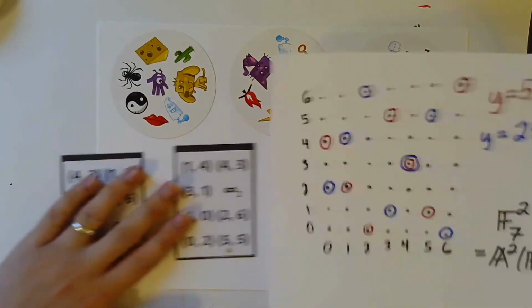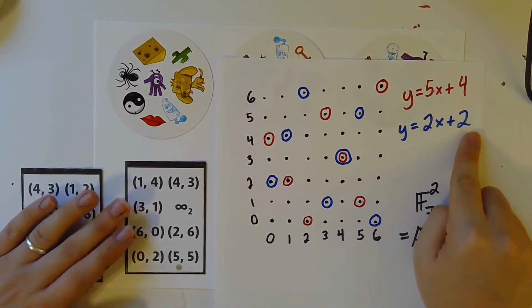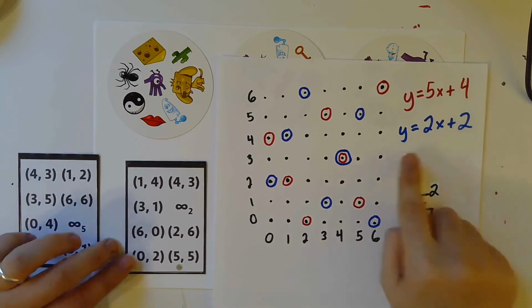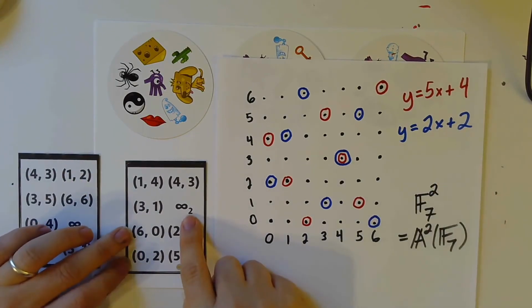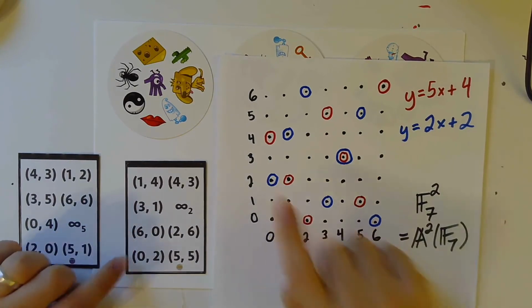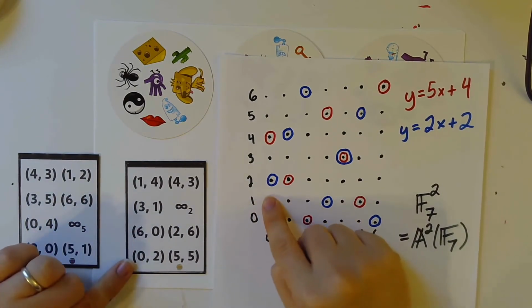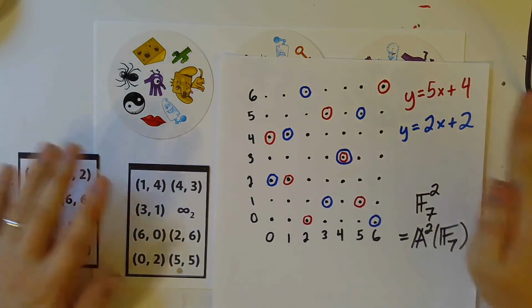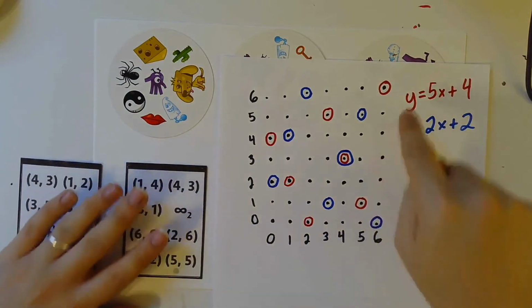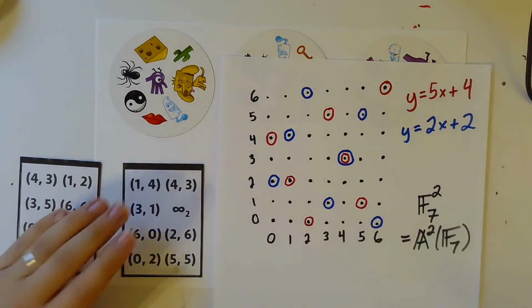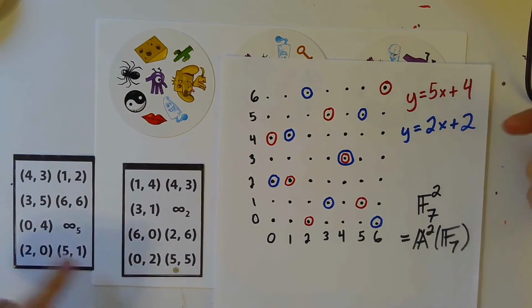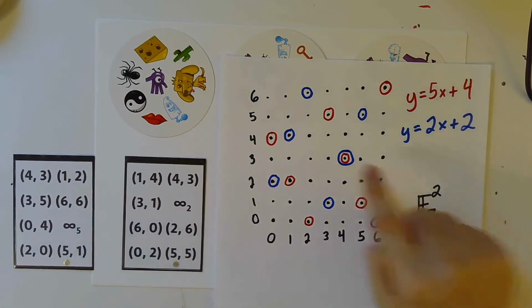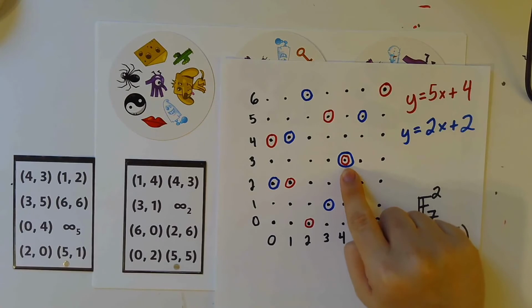Likewise, this card is the blue line from before. This is y equals 2x plus 2, so there's the infinity sub 2 I had to throw in, and then there's (0, 2), and there's (1, 4), and (2, 6), and so on. And so this picture here depicts this card in red and this card in blue, and it depicts, as this double circled point, the point where those two things intersect, namely the point where they both intersect is (4, 3).